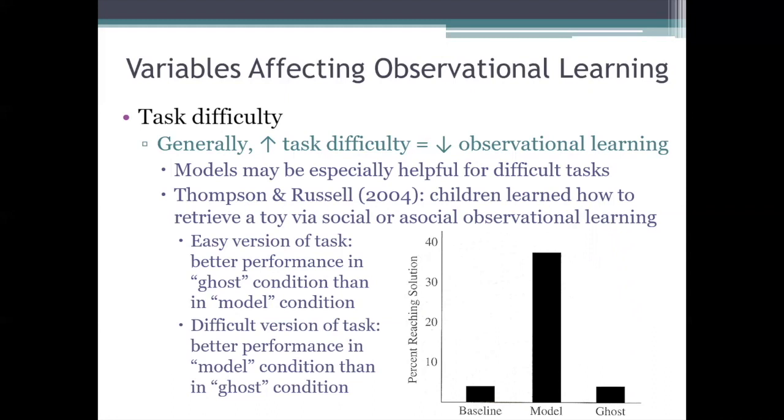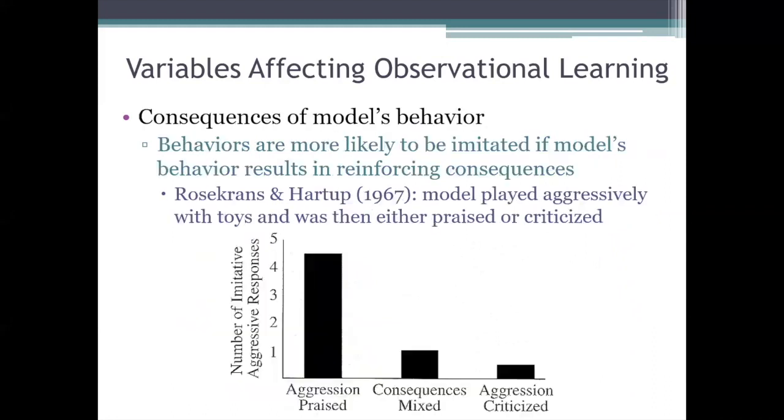Okay, so I've talked a little bit in this video lecture about characteristics of the model, characteristics of the observer, the difficulty of the task. And next, another fairly intuitive factor that affects observational learning involves the consequences that the model experiences. So, what happens to the model after they do the thing that you observe them doing? That matters too, right? Obviously, if the model does something and then they experience a good consequence afterward, then you're going to be likely to perform that behavior too.